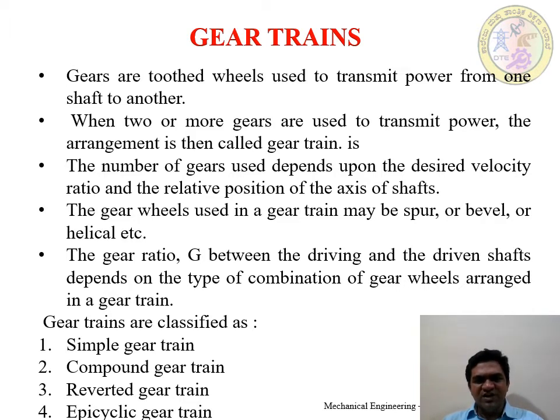We have different types of gear trains, which are classified as simple gear trains, compound gear trains, reverted gear trains, and epicyclic gear trains. The number of gears in the gear train depends upon the desired velocity ratio and the relative position of the axis of the gear shaft. The gear wheels used in a gear train may be spur gear, bevel gear, or helical gear, etc.